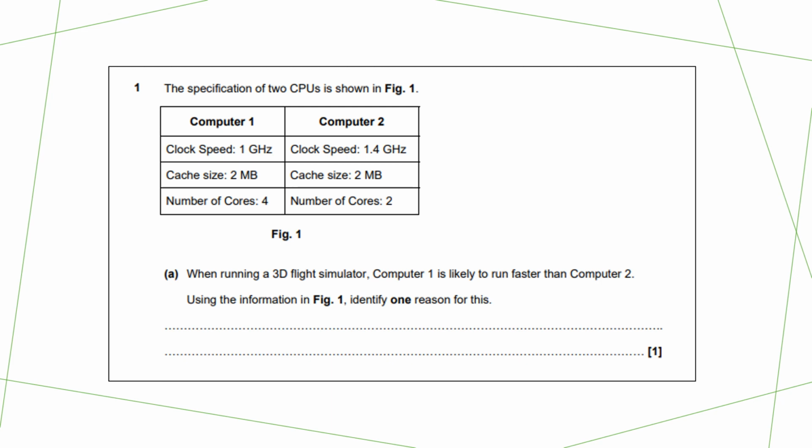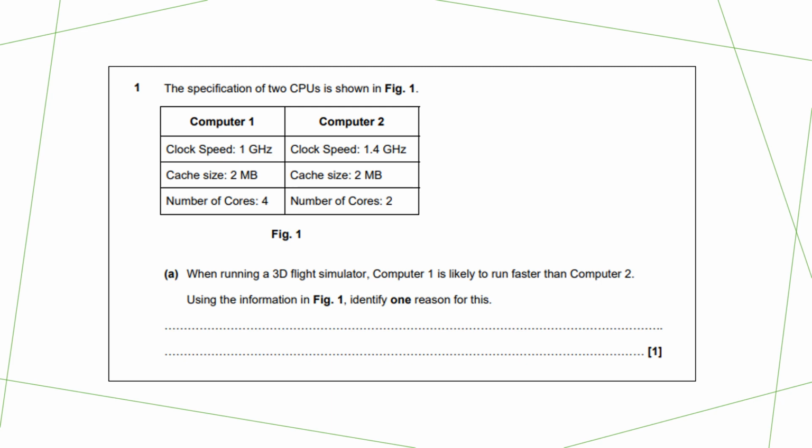So here is question 1. Each question usually has a separate scenario. In this particular one, it's not particularly detailed, but it is giving you an example and some context to the question. It says the specification of two CPUs is shown in figure 1. Figure 1 is the table of information where it's got computer 1 and computer 2. It has the specifications of the processor. So here we've got clock speed, cache size and number of cores. Each computer has got different values for each of the different specifications.